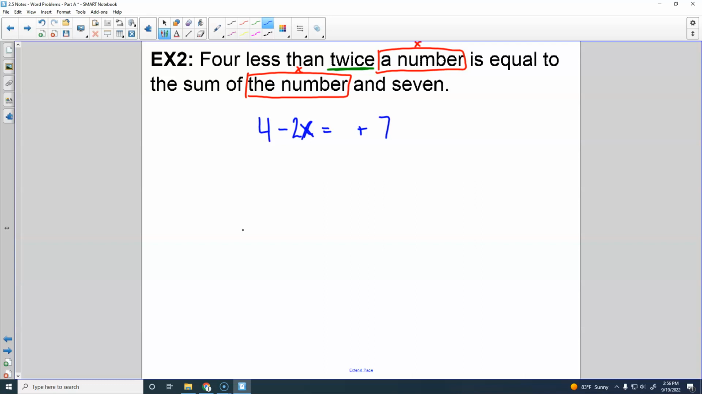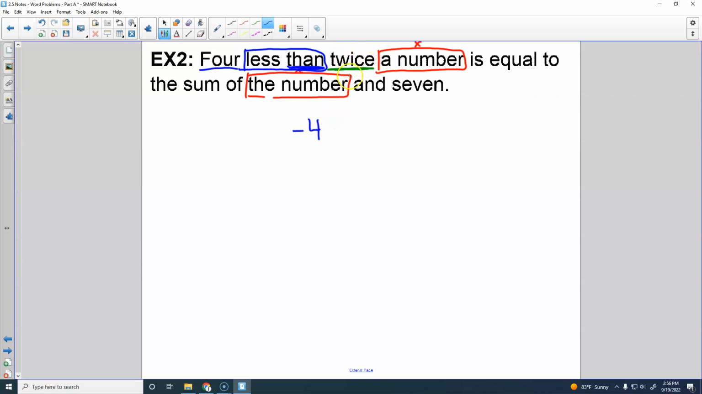You could do it that way. That would be correct. But in general, what I usually tell students to do for this part, when you see 4 less than, when you see that "than" right there, you're not doing 4 minus. You've got to do minus 4.